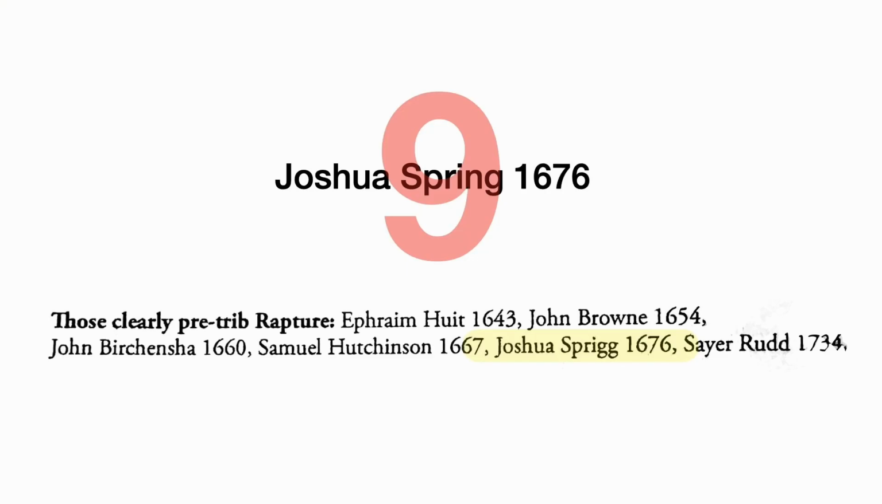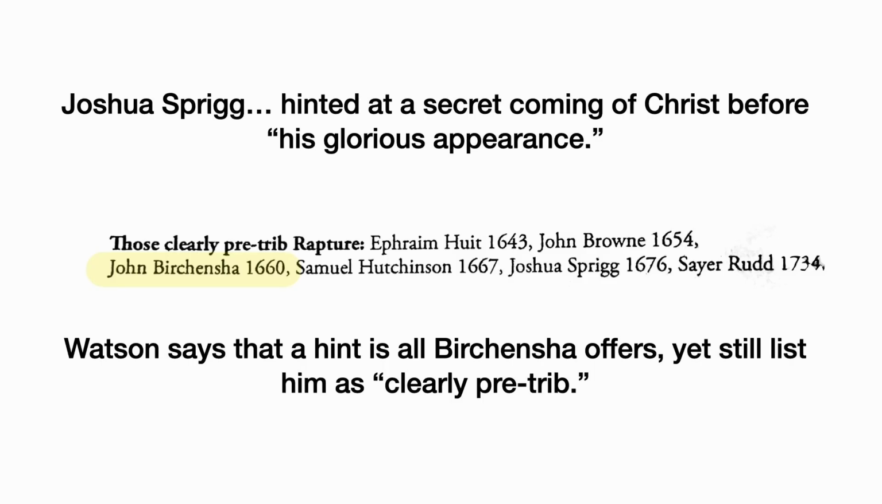Then we get to the fifth example, Joshua Sprigg. Here's Watson's quote. He says, Joshua Sprigg hinted at a secret coming of Christ before his glorious appearance. The best that he can come up with is he says that he hinted at it. In fact, when you read what Joshua Sprigg had to say, you go, no, you're just misunderstanding him like you misunderstand everyone. That's the best that he can come up with is a hint. And again, I would look at his example of a hint. I would say there's no hint here at all. He was not a pre-tribber.